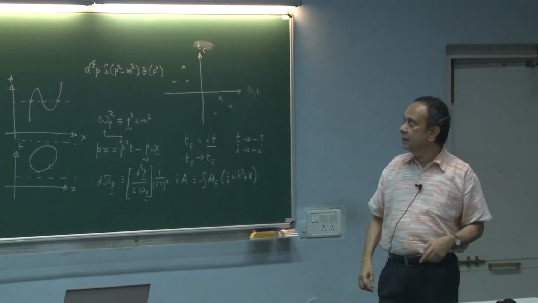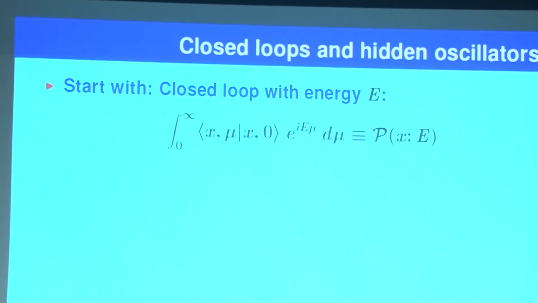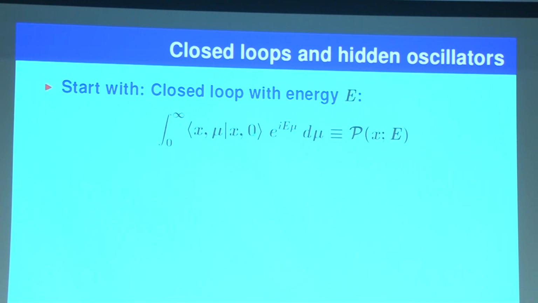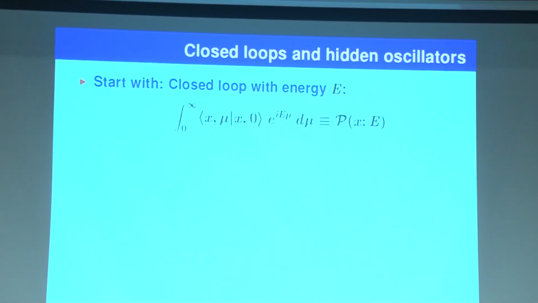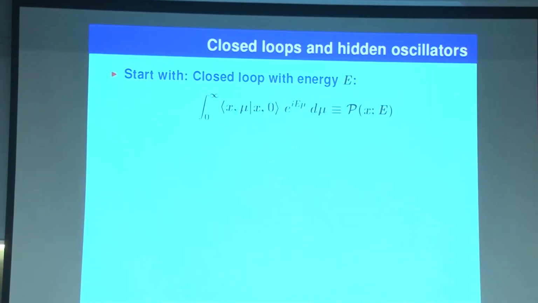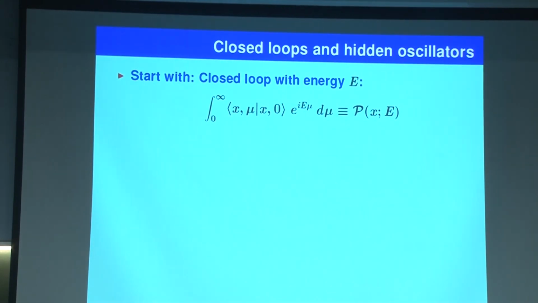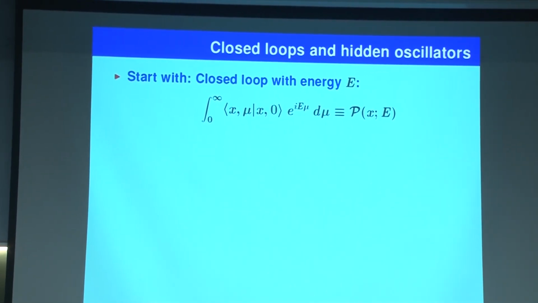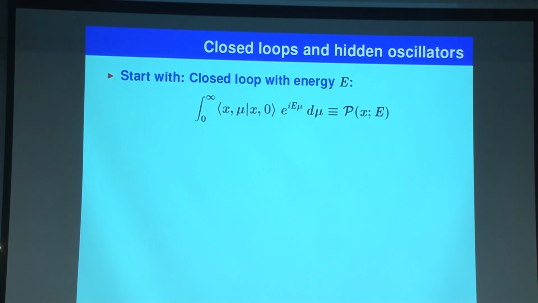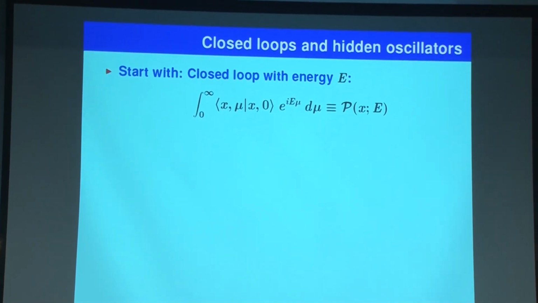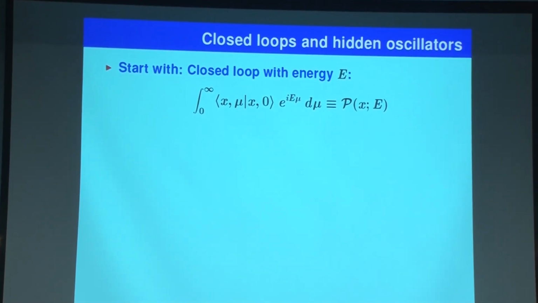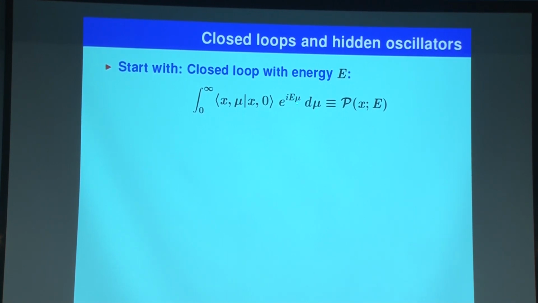There is something interesting you can do with it, which I wanted to show you. So you take this amplitude, which is for the particle to start at 0, and in a time mu go from x to x. So this is that amplitude. But suppose I want to ask what is the amplitude that it does this, carrying an energy E with it. The usual quantum mechanics tells you that you have to just put in a phase factor e to the i E mu and integrate over d mu.